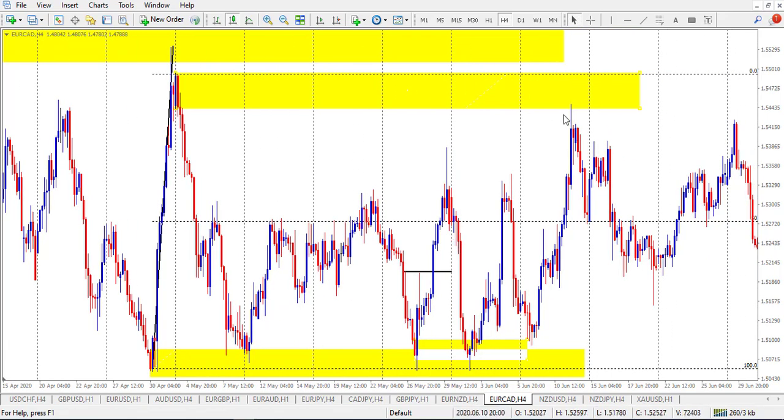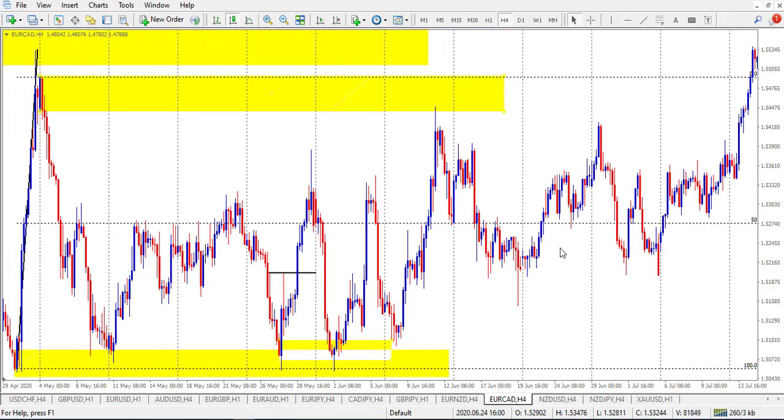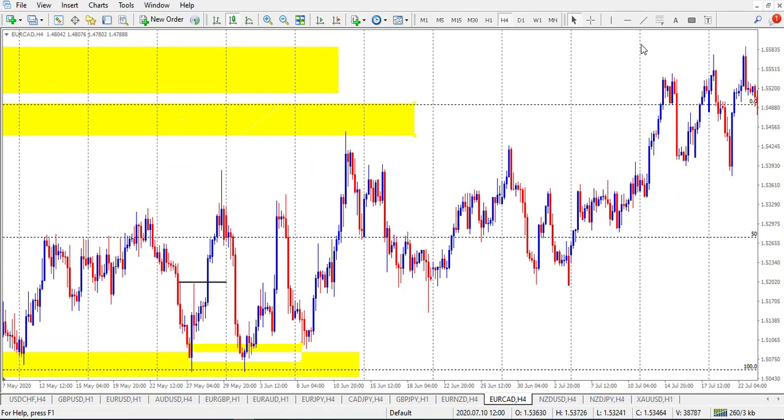And when price comes back and retests it, you might get it on a sniper, so you can go to a lower time frame and refine your entries. I have a video about that. Just search for a video on entries. And as you can see, price is slowly getting out of the range.